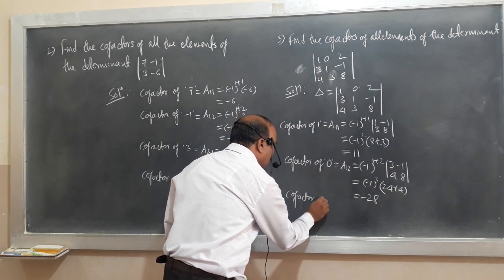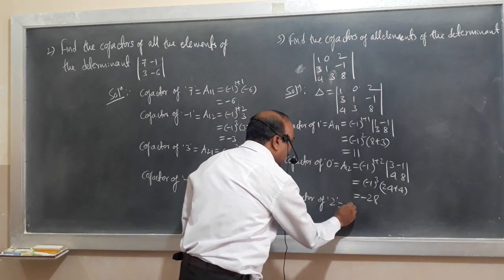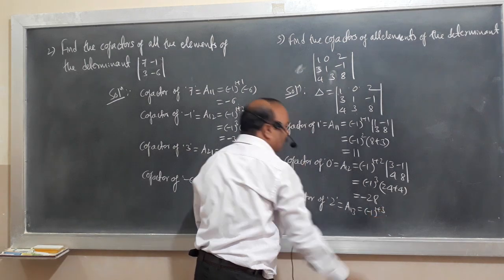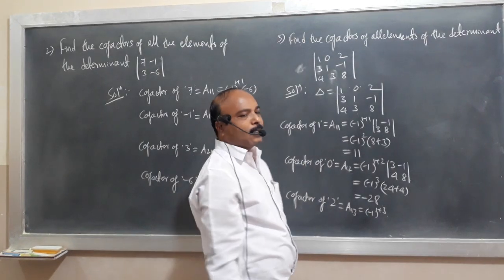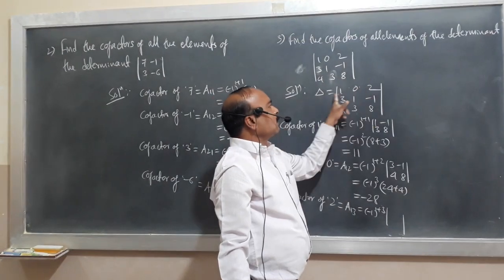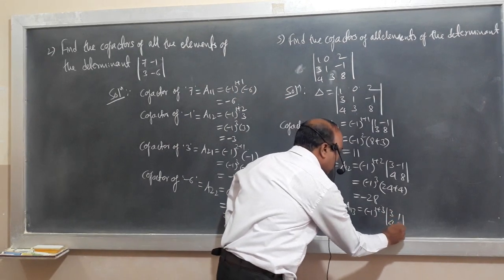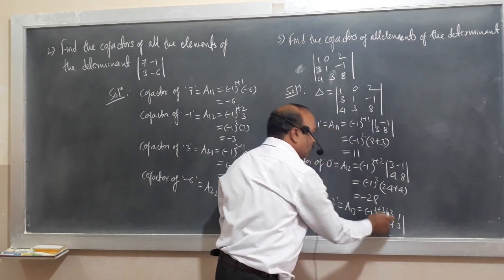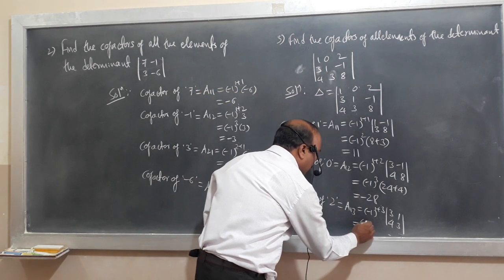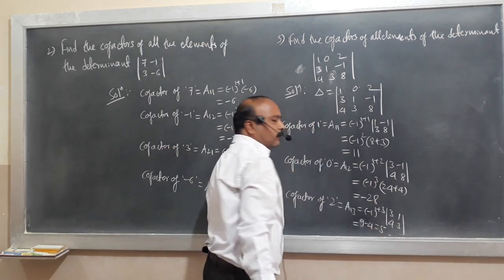Next, cofactor of the third element 2. It is given by a13. It is minus 1 power 1 plus 3 into minor. Minor of this is given by, deleting this column and this row, we get 3 1, 4 3. So it is equal to minus 1 power 4 is 1, 1 into 9 minus 4. It is equal to 5.